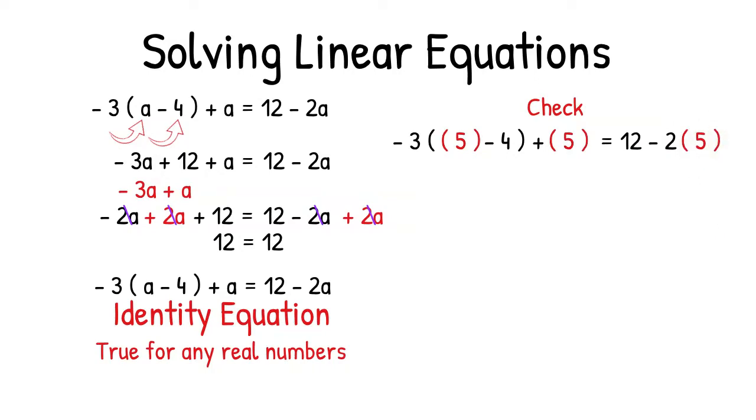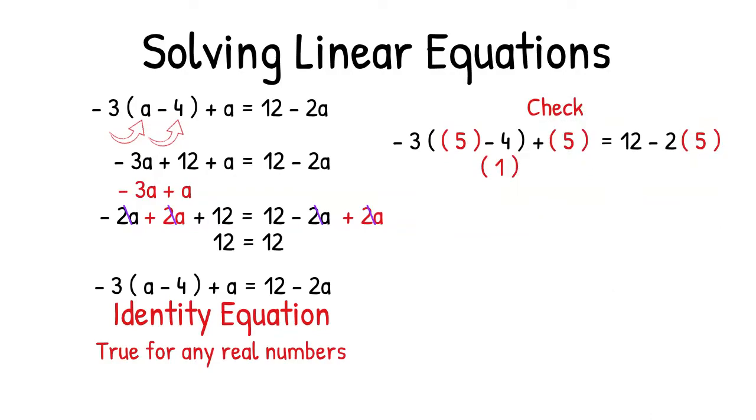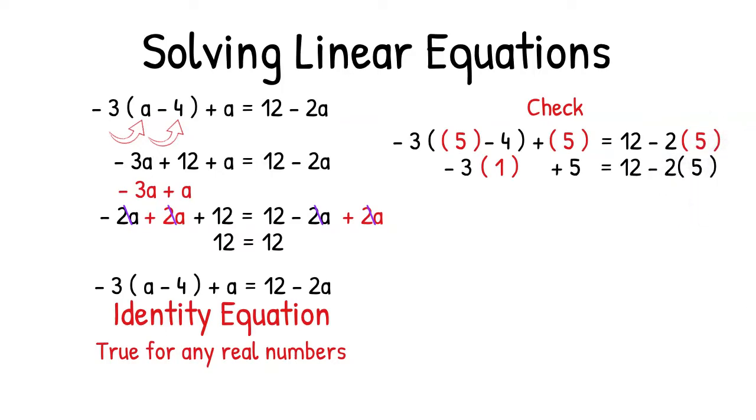Now use the order of operations to simplify. Parentheses first. 5 minus 4, or 5 plus negative 4, is 1. Parentheses are done. Drop down the rest. We have no exponents. Multiplication and division going from left to right. On the left, negative 3 times 1 is negative 3. On the right side, we have negative 2 times 5, which is negative 10. Multiplication and division is done. Drop down the rest.